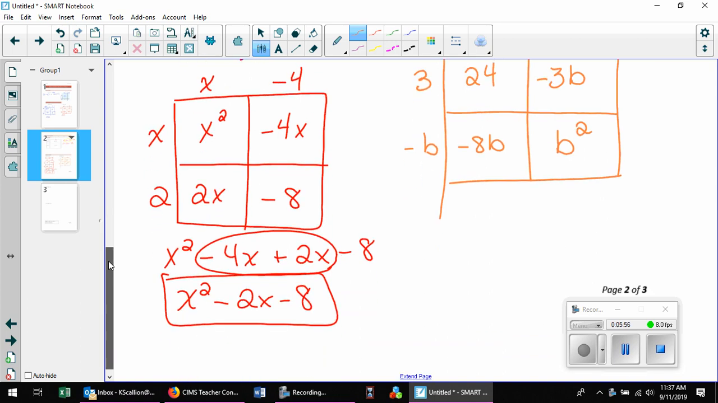Okay, so now I want to talk about order. Well, everyone's like, oh, we don't want to talk to you about order. So we want to start with our highest degree. So even though 24 is the first box, I'm probably going to put the square first because I'm going to put it in order. So I'm going to have b squared minus 8b minus 3b. And is that a positive 24 or negative 24?